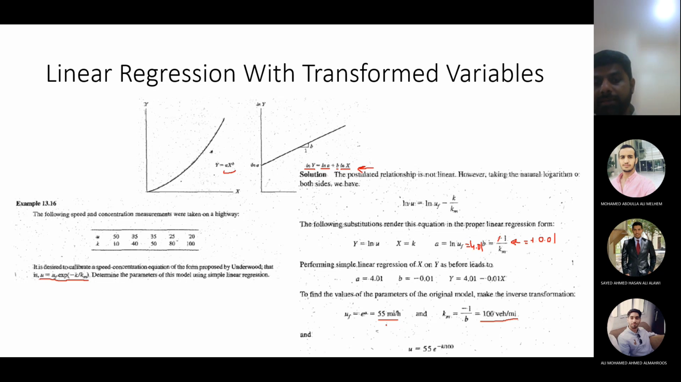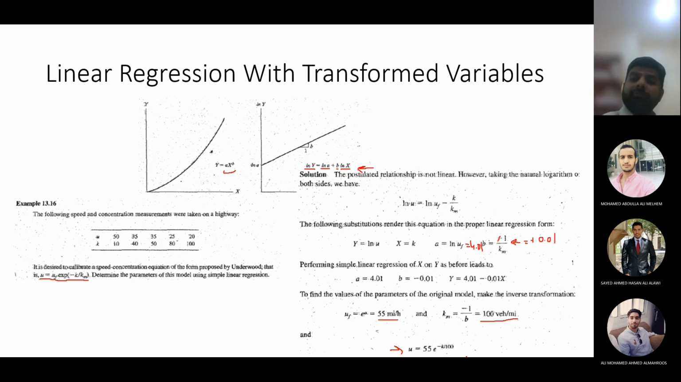So instead of writing the simple linear regression, now you can write the actual equation. The actual equation was u equals uf exponential of minus k upon km. So uf is 55 miles per hour, km is 100 vehicles per mile. So this becomes the actual equation of u without any transformation. Now let me recap what we did. We were given a non-linear relationship. We converted or transformed it into a linear relationship.